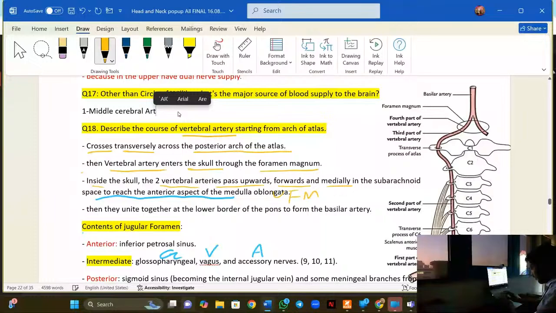Describe the course of the vertebral artery. It crosses transversely across the posterior arch of the atlas. The vertebral artery enters the skull through the foramen magnum. Inside the skull, the vertebral artery passes upward, forward, and medially in the subarachnoid space in the anterior aspect of the medulla oblongata, and they reach the lower border of the pons, and then they form the basilar artery.